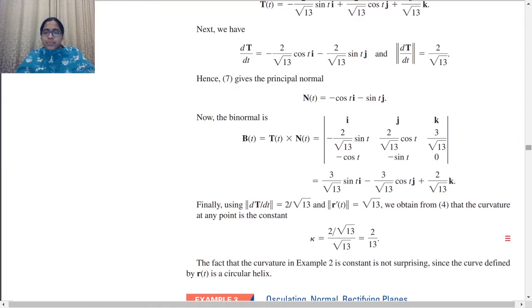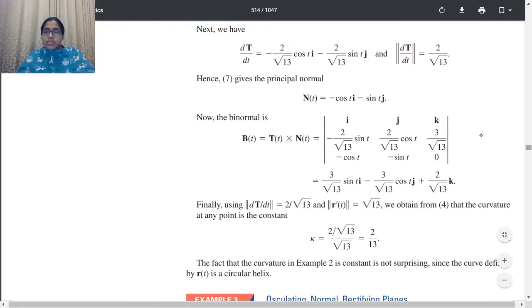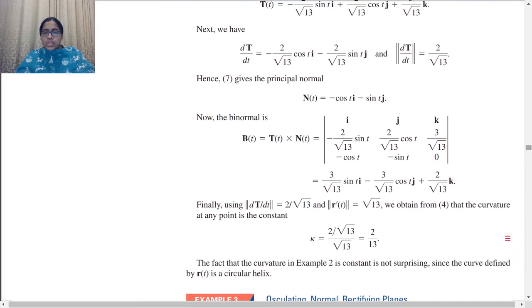Now we are also asked to find the curvature. So how can we find the curvature? We can find curvature using the formula of magnitude of dT by dt divided by magnitude of r dash of t. We had derived a formula for the curvature, kappa is equal to magnitude of dT by dt divided by magnitude of r dash of t. Now we know magnitude of dT by dt is 2 by root 13 and magnitude of r dash of t is root 13. So combining, we get the curvature kappa is equal to 2 by root 13 divided by root 13, that is 2 by 13.